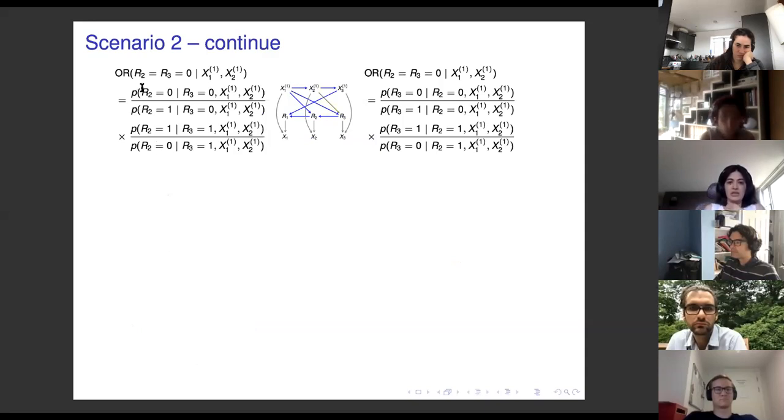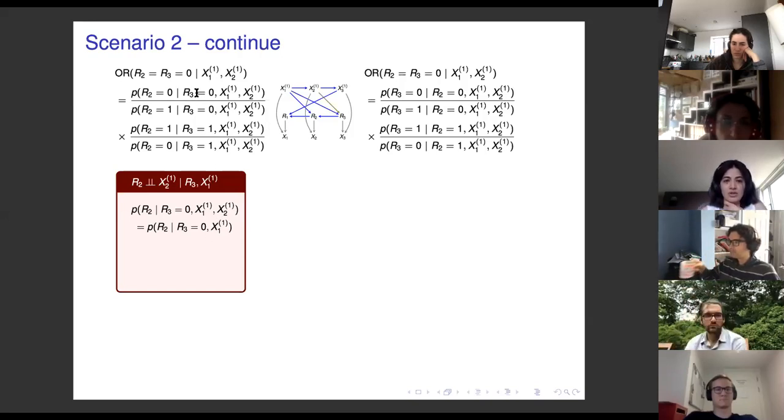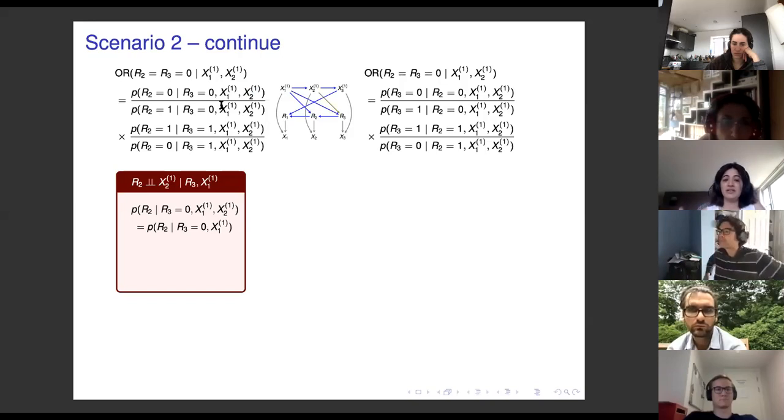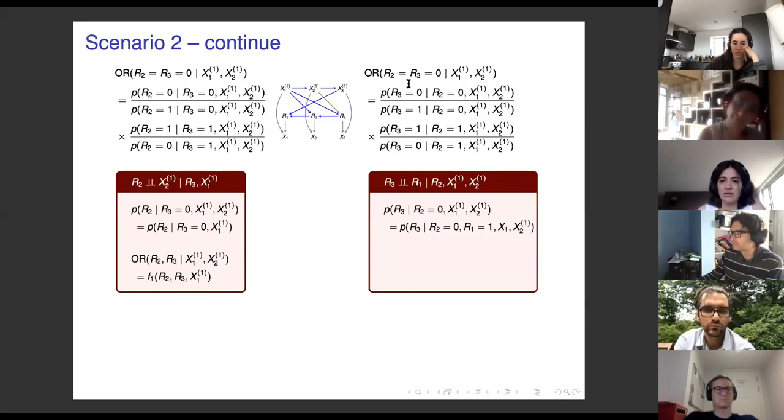On the left-hand side, we are using the odds of R2. By this separation, we can see in this graph that R2 is independent of its corresponding counterfactual X21 given R3 and X11. So I can just drop X21 past the conditioning bar. Now I can go back to the odds ratio formulation and drop X21 from all the terms. So the right-hand side is not going to be a function of X21 anymore. Therefore, the left-hand side, the odds ratio, should not be a function of X21. I'll summarize by writing that the odds ratio is now only a function of R2, R3, and X11.